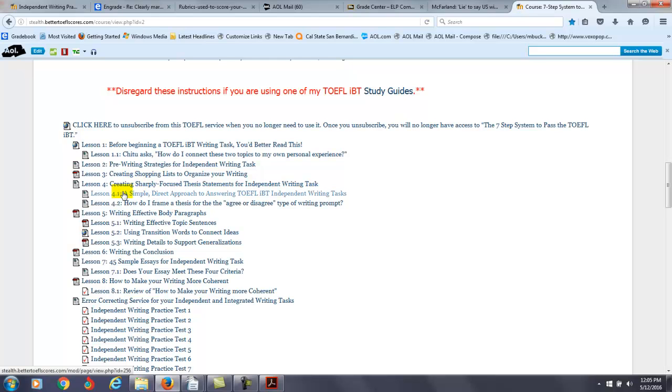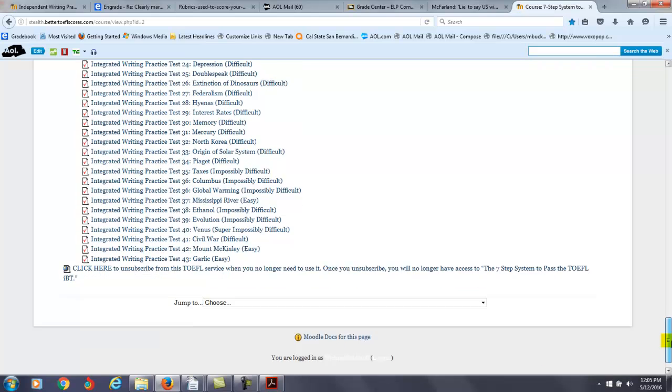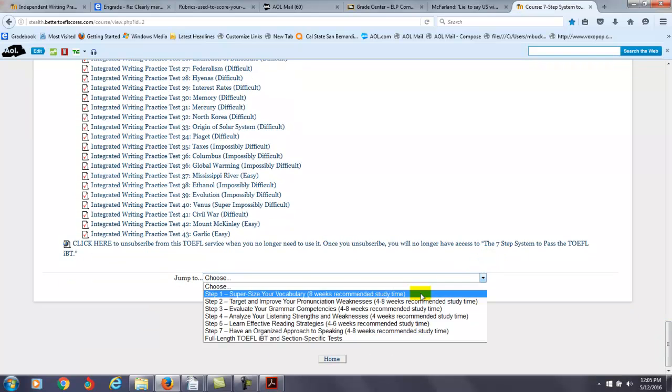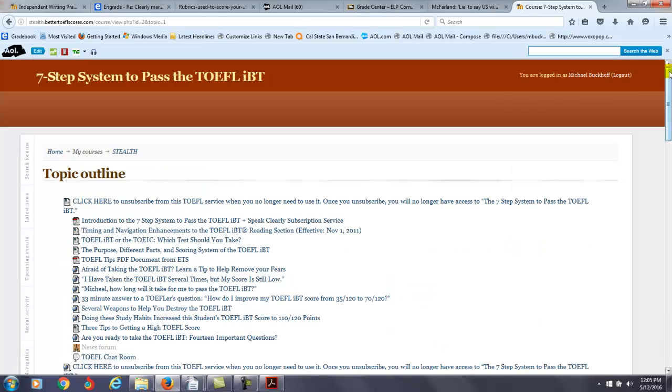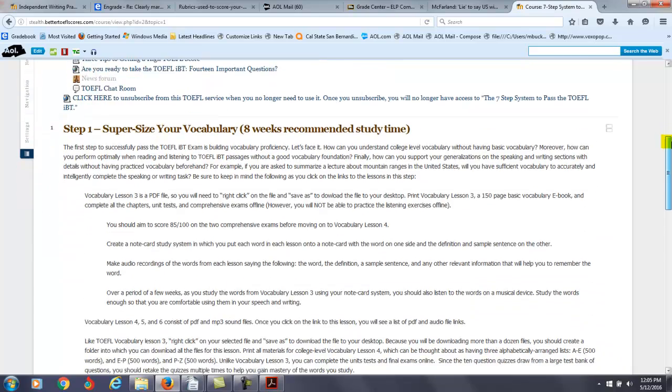What else? Lesson number 4.1, a simple, direct approach to answering the TOEFL iBT independent writing task. Take a look at that. And you can do a little bit better job with lesson number 8, how to make your writing more coherent. But if we're honest, even if you learn those things, you still don't have the language use that you need to explain your ideas, so what do you do? It's going to be hard work. It's only up to you. If you want to do it, fine. If you don't, then you're the same as you are now.